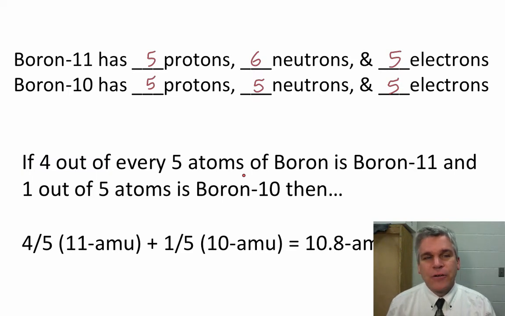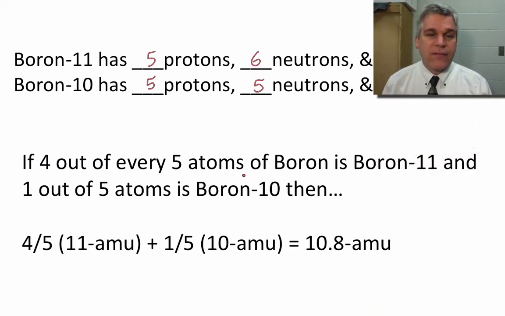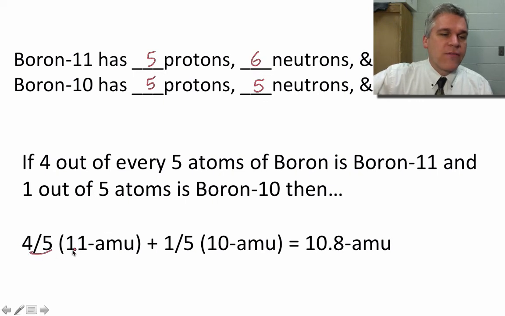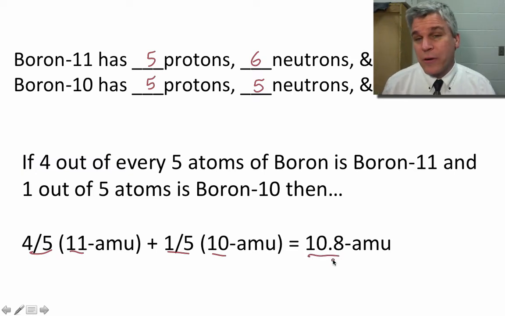But in nature, 4 out of every 5 atoms of boron is boron 11, and 1 out of every 5 atoms is boron 10. And so scientists just say, well, 4 out of 5 is 11, a fifth of them are 10. If we average that out, we get 10.8, and that's what we put on the periodic table then.